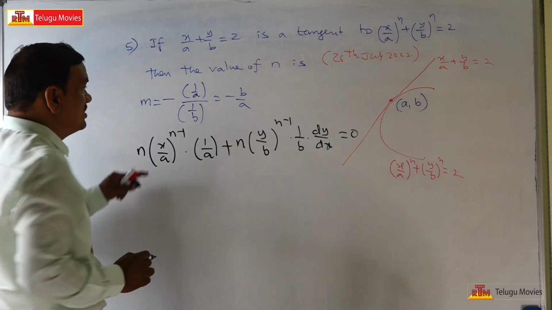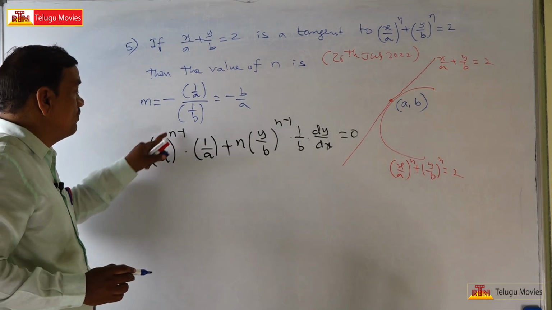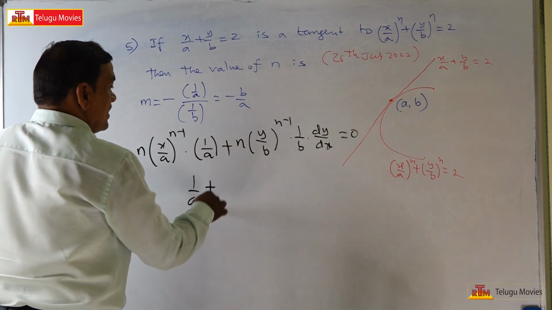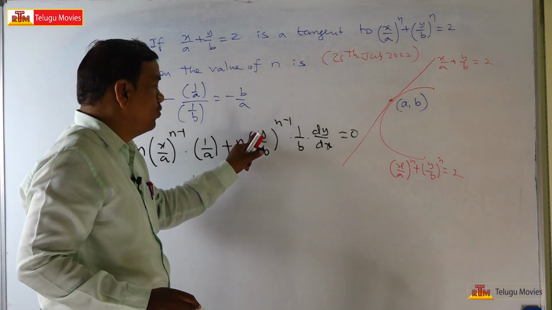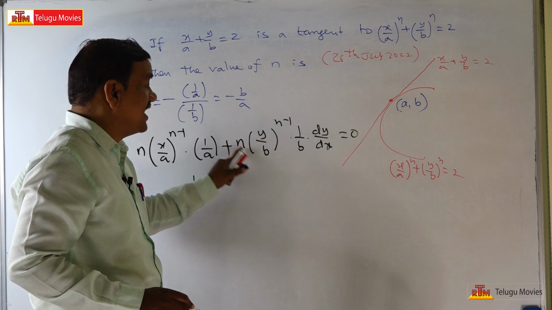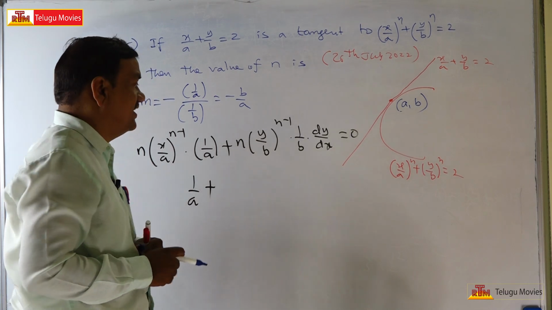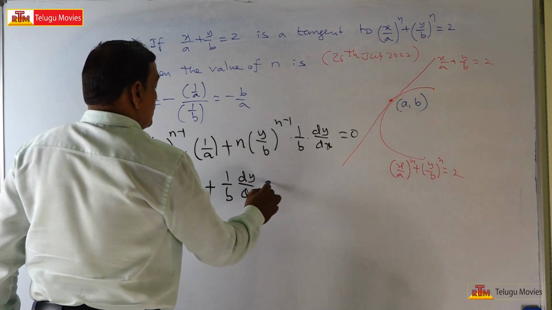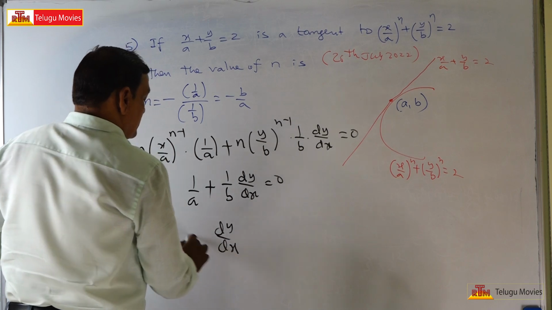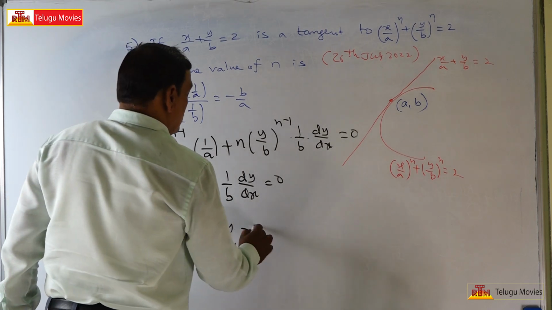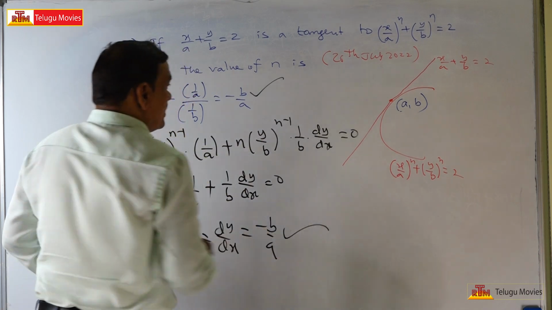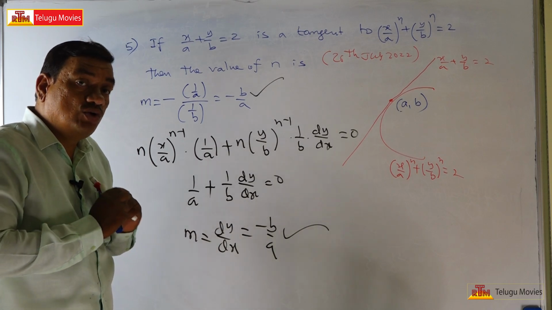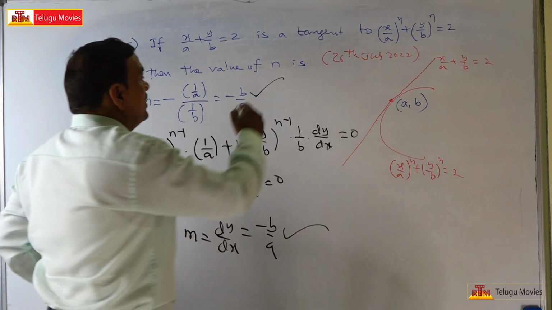Now substitute (a, b) to get the slope of the tangent. Here a by a cancels, giving 1 to the power n minus 1, and n also cancels. Ultimately it remains 1/a plus, here also b cancels and n cancels, 1/b dy/dx is equal to 0. So dy/dx, the slope of the tangent, becomes minus b by a. That means the slope of the line is the same as the slope of the tangent, and here there is no business with n.